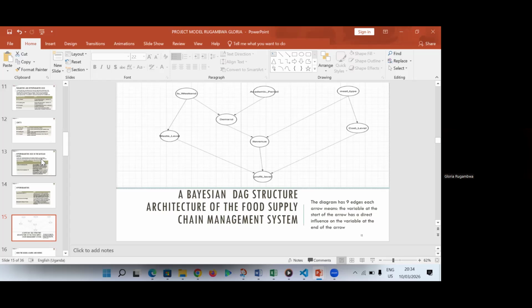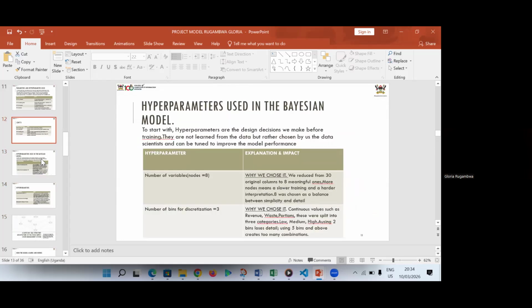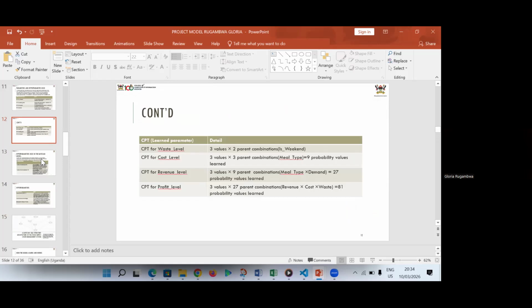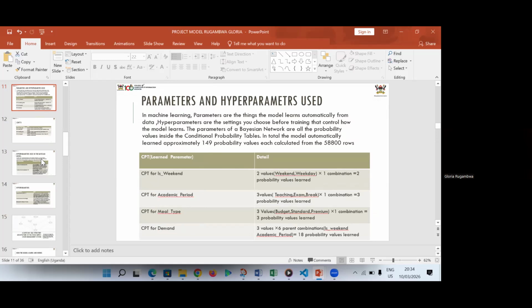As I said earlier, the two parts are the structure and then the parameters, which are the actual probabilities that say how much one variable affects another. These parameters are stored in conditional probability tables. Our conditional probability table is here. As you can see, these are the computations the model was able to use. Next we have the parameters and the hyperparameters.